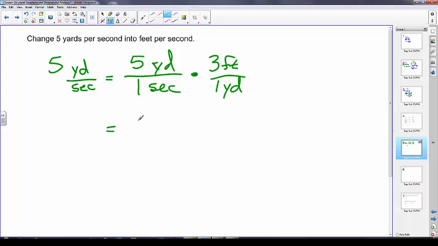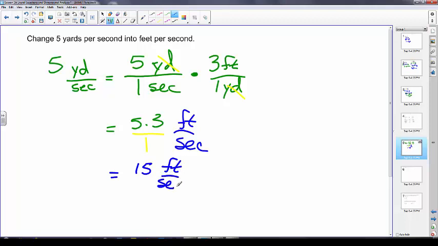So I'll have 5 times 3. The yards reduce, gone, gone, and I'm left with over 1, and I have units of feet per second. Alright, which gives me a total of 15 feet per second is equal to 5 yards per second. So that's the dimensional analysis. Now we'll get a little tougher on the next example.